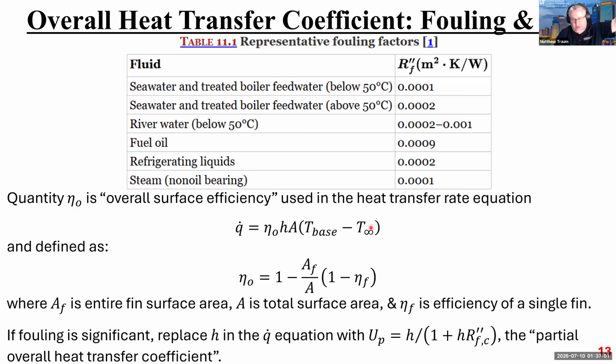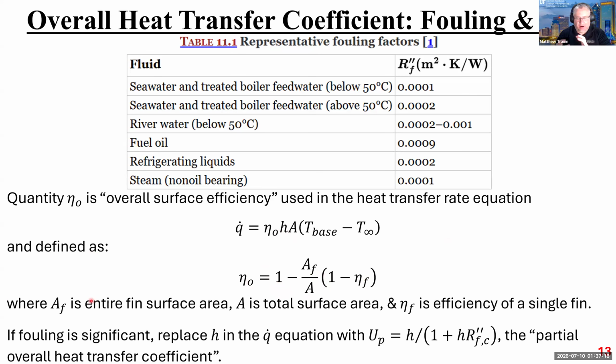So that's the temperature in the free stream. So you've seen this before. And then when we're talking about fins, we're going to define eta naught as 1 minus AF over A times 1 minus eta F. And what are all these things?